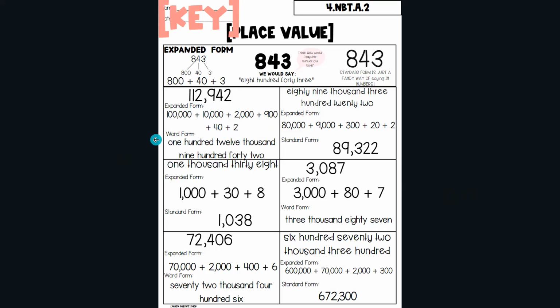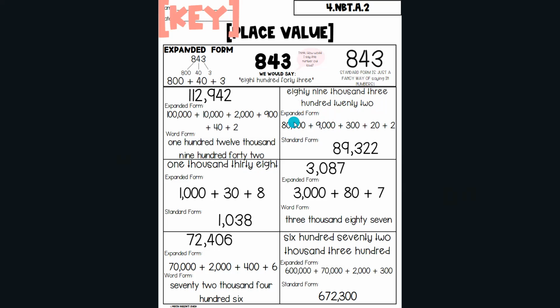To get our word form from our standard form, all we're going to do is say it out loud while we write down the words that we say. So when I read this number, I say 112,000. That comma tells us thousand. 942.